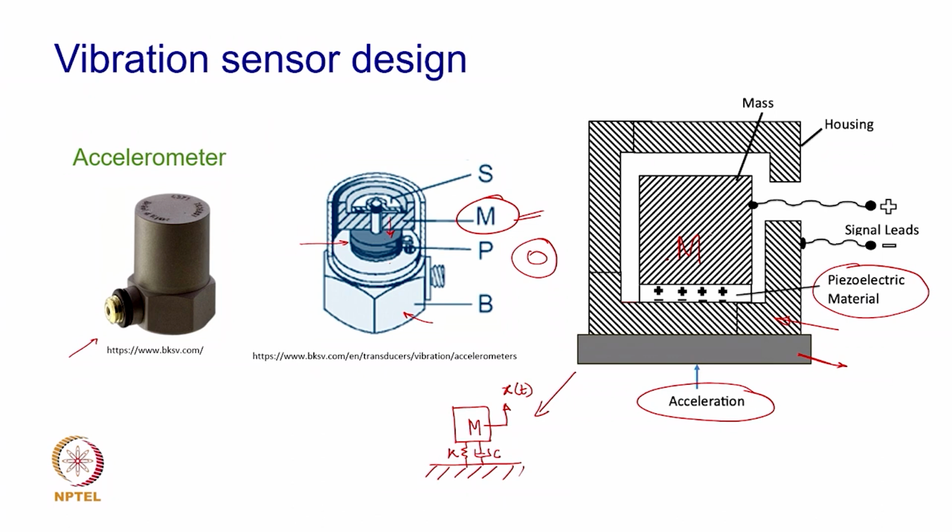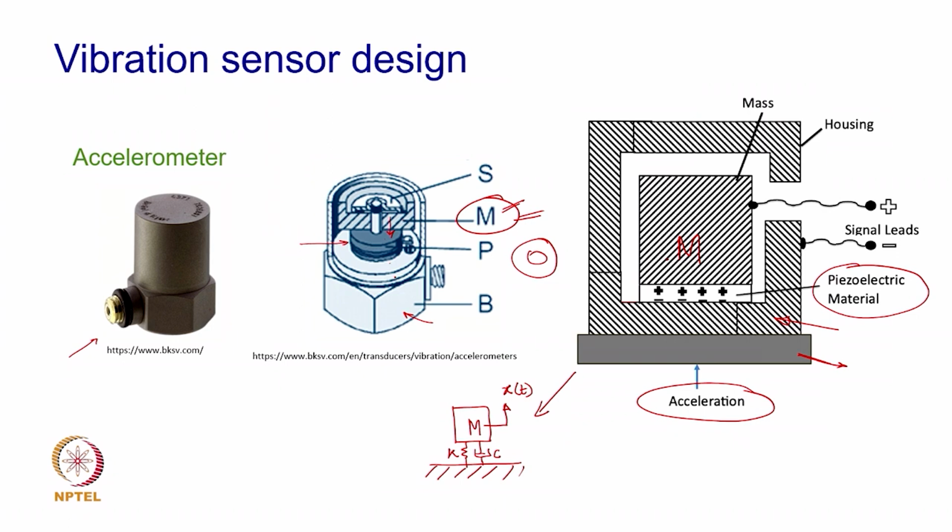This mass is rigid enough, so you can assume it to be rigid, and the piezoelectric material is relatively softer, so it will act like a stiffness and damping. Of course, the base and this housing are made of appropriate material, and are quite rigid in that sense. So, what you notice here is that this particular sensor, an accelerometer, is also a vibratory system inside.